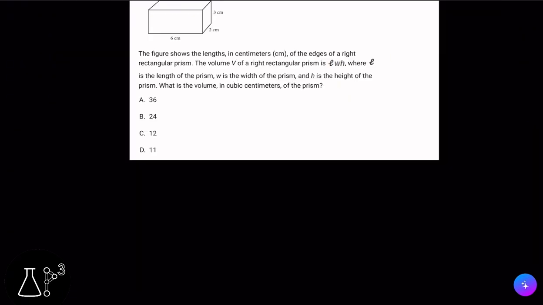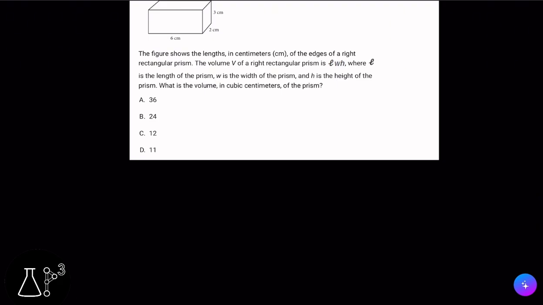Okay, let's do another question. The figure shows the length in centimeters of the edges of a right rectangular prism. The volume V of a right rectangular prism is length times width times height, where L is the length of the prism, W is the width of the prism, and H is the height of the prism. What is the volume in cubic centimeters of the prism?